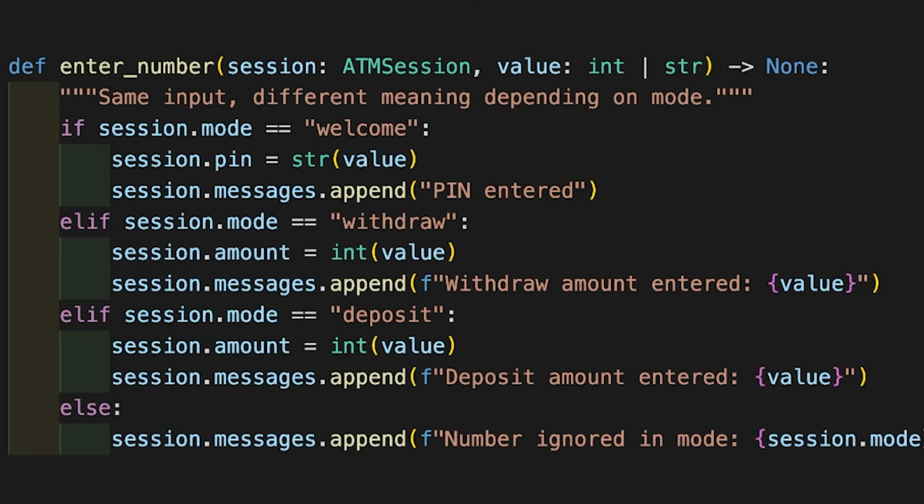This code looks reasonable. There's one input, 3 modes, and different behavior. But here's the question. Why does the same method keep meaning different things? If enter number means enter pin here, withdraw amount there, and deposit amount somewhere else, where does the behavior actually belong? That's the design problem that the state pattern solves. So let's dive in.